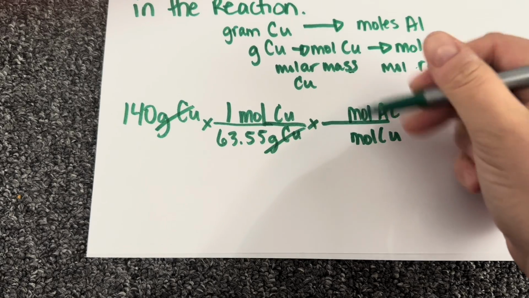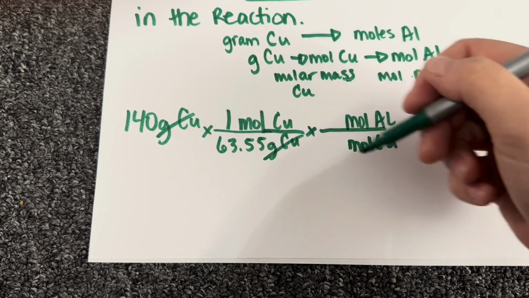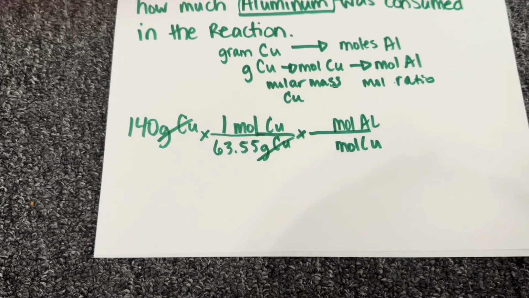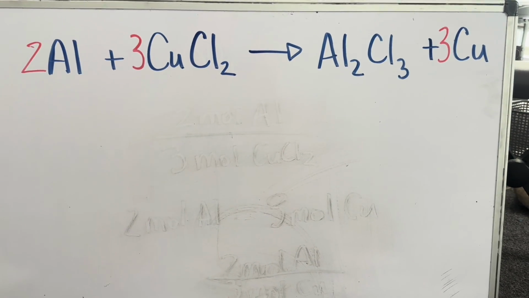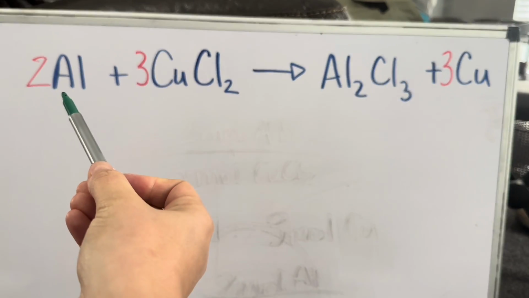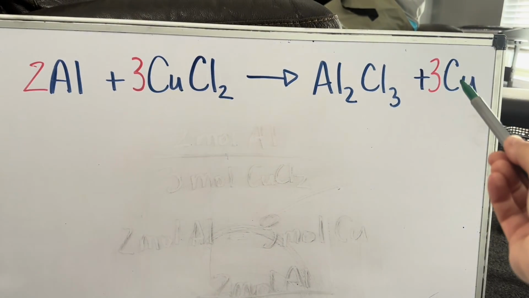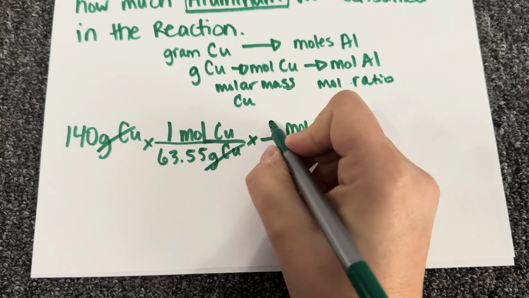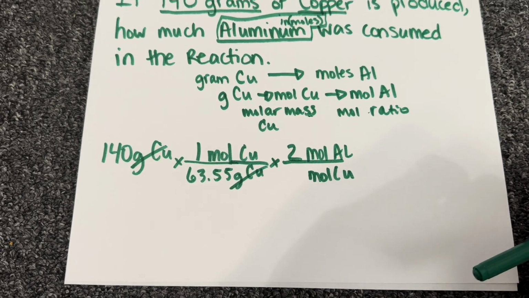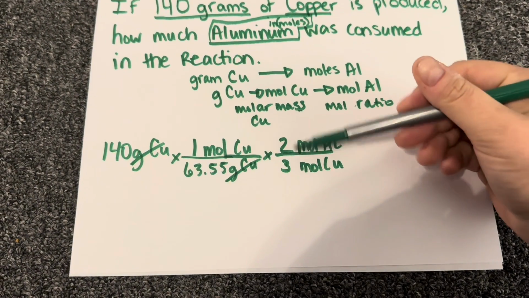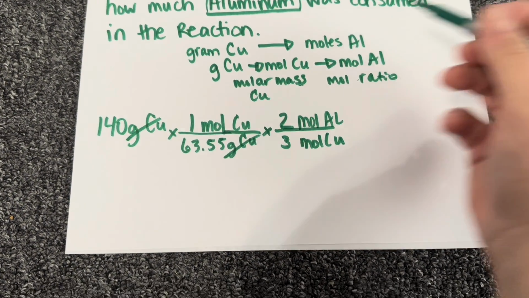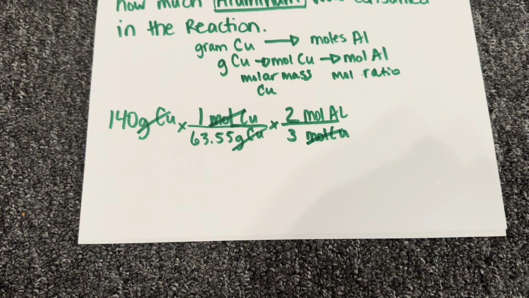So where do I get those numbers from? Right now, if I just did this, it would be 1 to 1, but that might not necessarily be true. So we've got to look up to our balanced chemical equation. I'm showing that 2 moles of aluminum are required to produce 3 moles of copper. So if we look, 2 moles of aluminum, 3 moles of copper. Right? So these numbers come from the coefficients in our balanced chemical equation. So now let's algebra it.